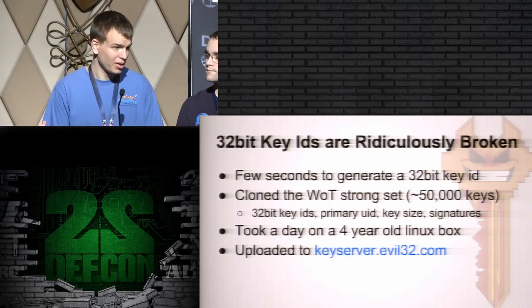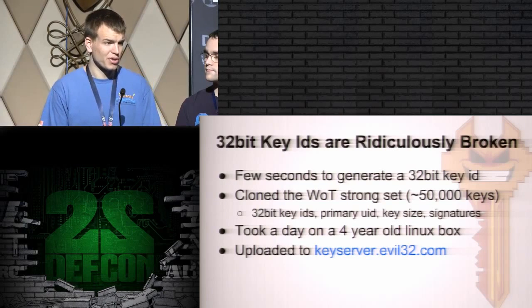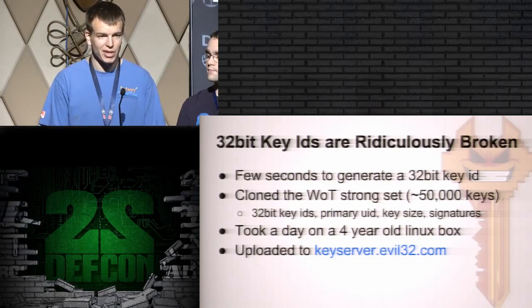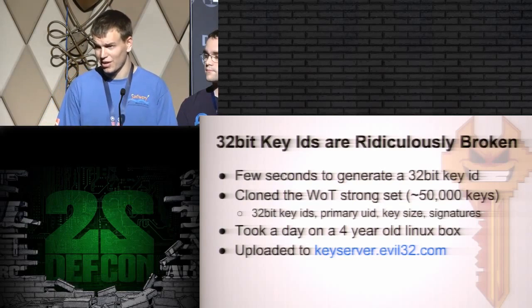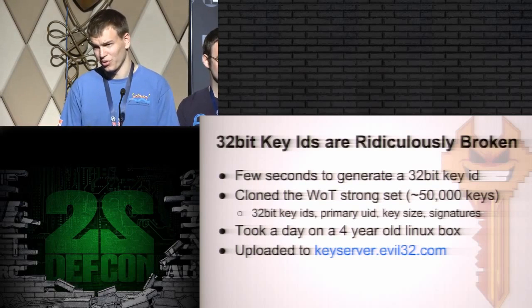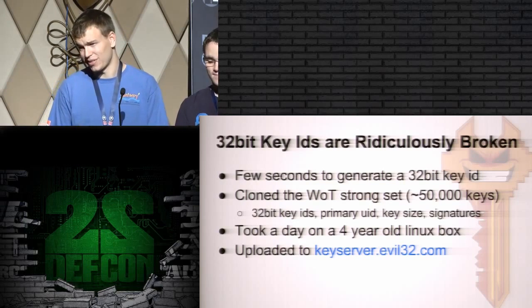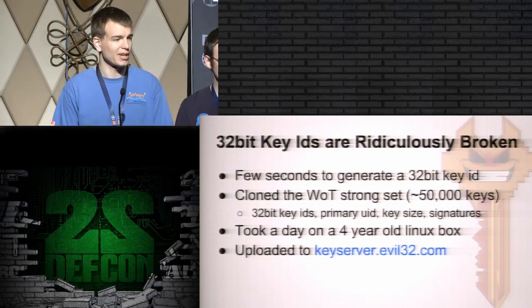You can do this on a CPU, but on our GPU with our software, it takes a few seconds. To demonstrate how easy this is, we cloned the entire Web of Trust strong set, which is about 50,000 keys, in one day on a 4-year-old Bitcoin miner. You can check out our clone key server at keyserver.evil32.com.